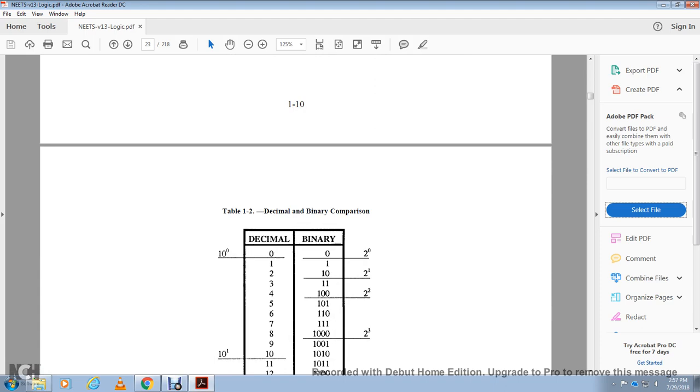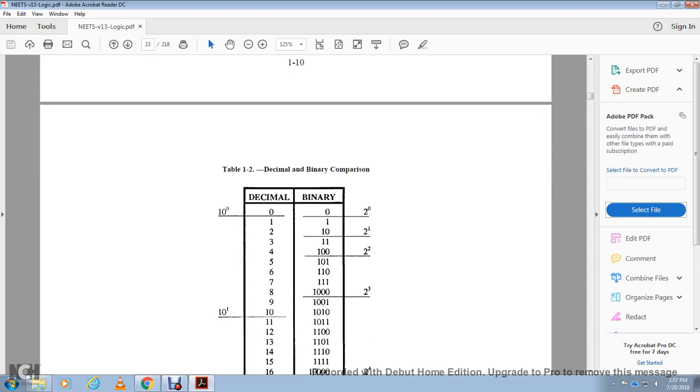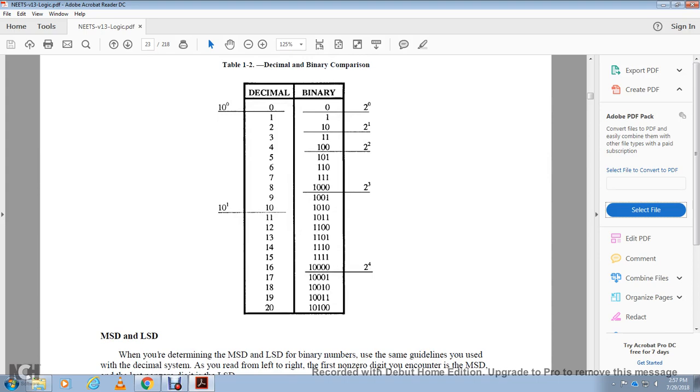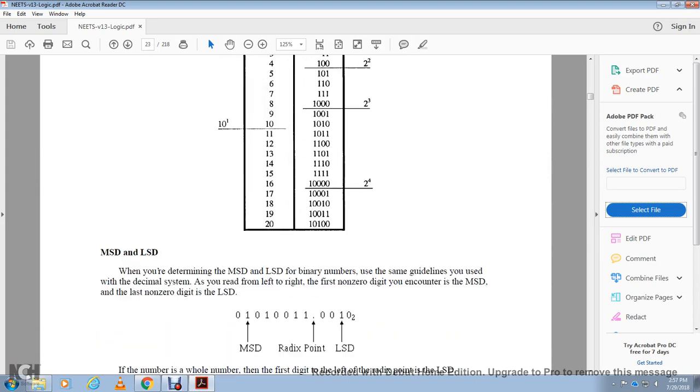Alright, so 10 to the 0 would be 1, 10 to the 1st would be 2 in binary, or 2 to the 1st. 100 binary would be 2 to the 2nd, or a decimal 4. 8 would be 1000 binary, 2 to the 3rd. Decimal 16 would be 10,000 binary. 2 to the 4th in binary would be 10,000.